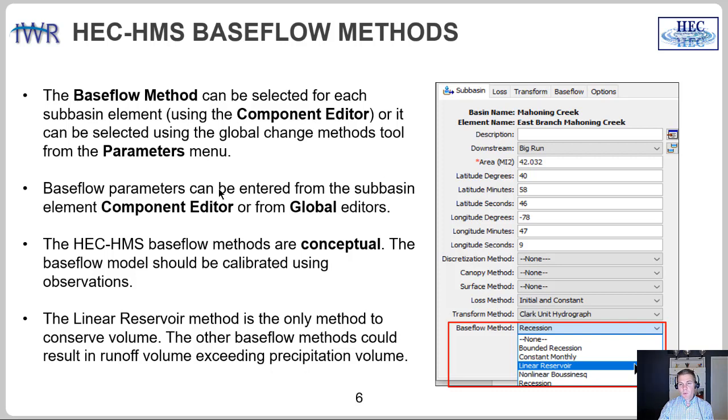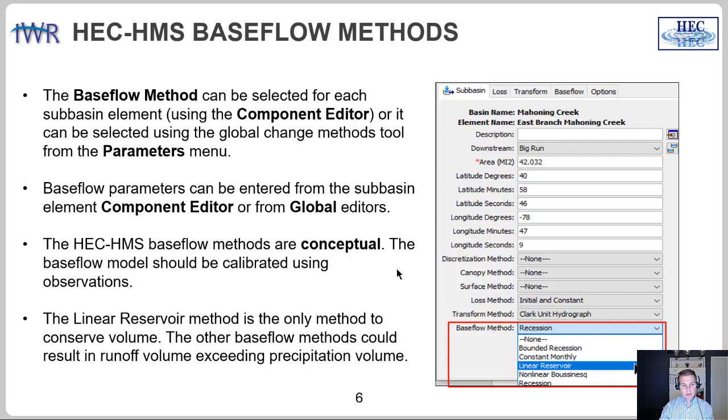For entering those parameters or initial conditions for modeling base flow, you could either go to this base flow tab right here where my mouse is, click on that tab, and then define the parameters for the method that's chosen right here. Or you can go to the parameters menu, choose base flow, and then open up the global editor for that base flow method that you chose. And then you can enter the parameter values and initial conditions for all the subbasins in the basin model using that global editor.